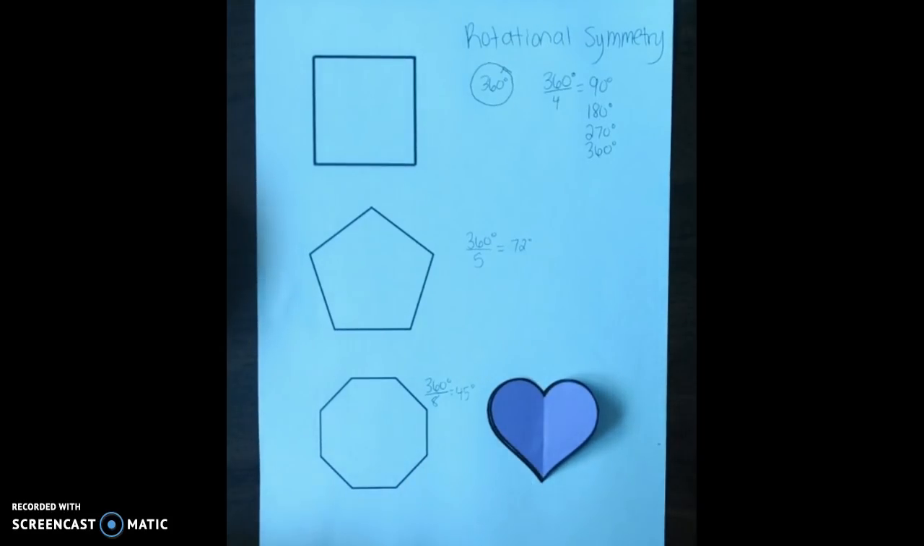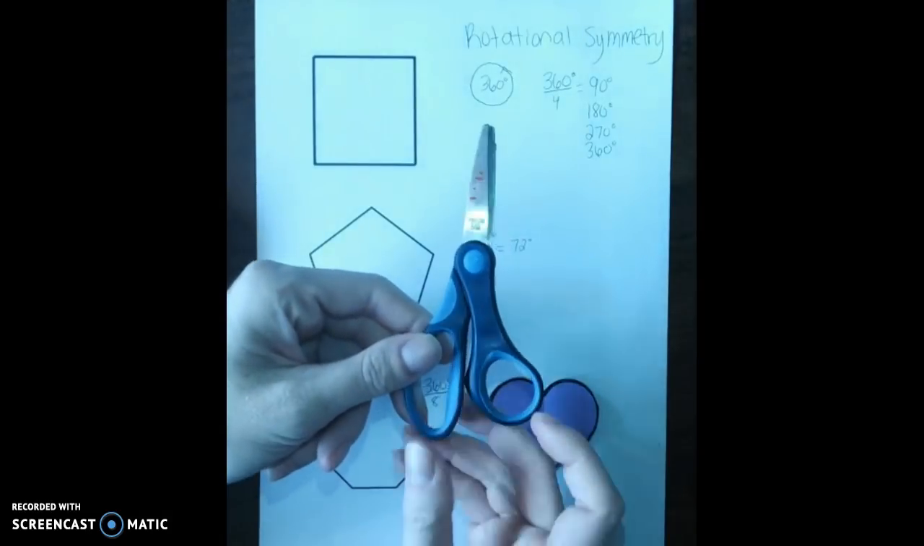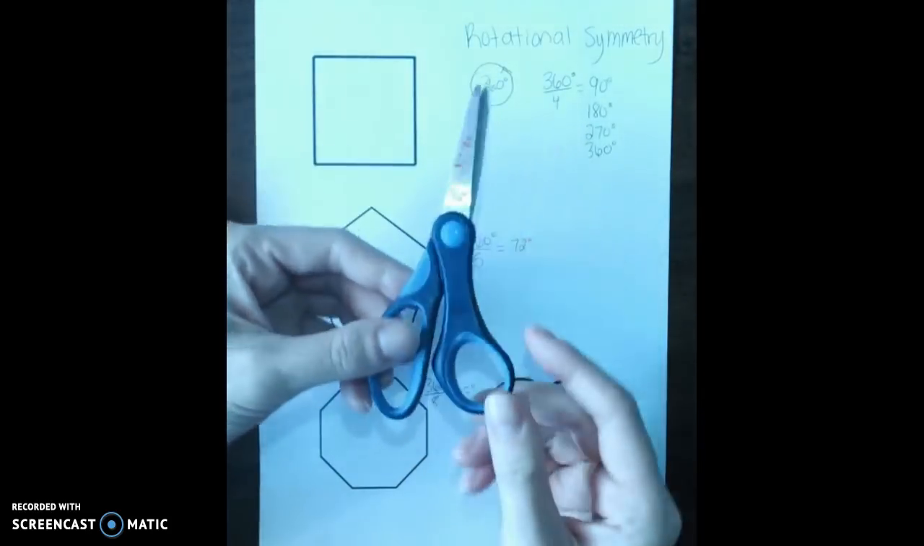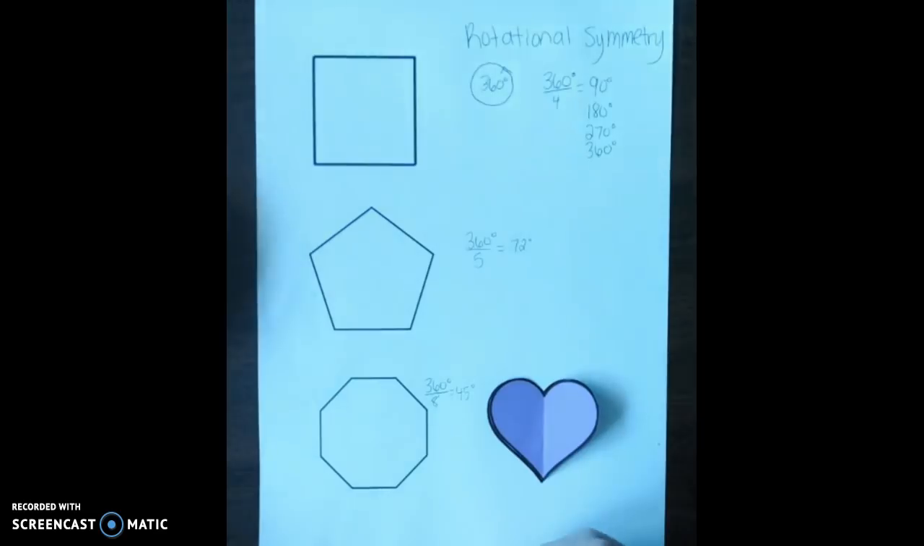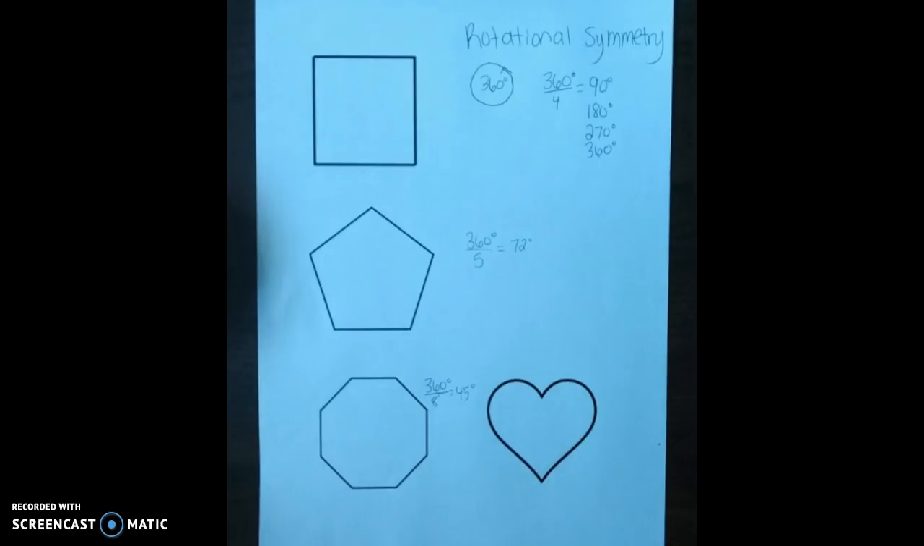Y'all, every single object in the world has rotational symmetry of 360 degrees, right? For example, if I take these scissors and I rotate them all the way around, then they're going to be the same, right? So if it only has rotational symmetry at 360 degrees, we say that it doesn't have rotational symmetry. It has to have something less than 360 to be said that it has rotational symmetry.